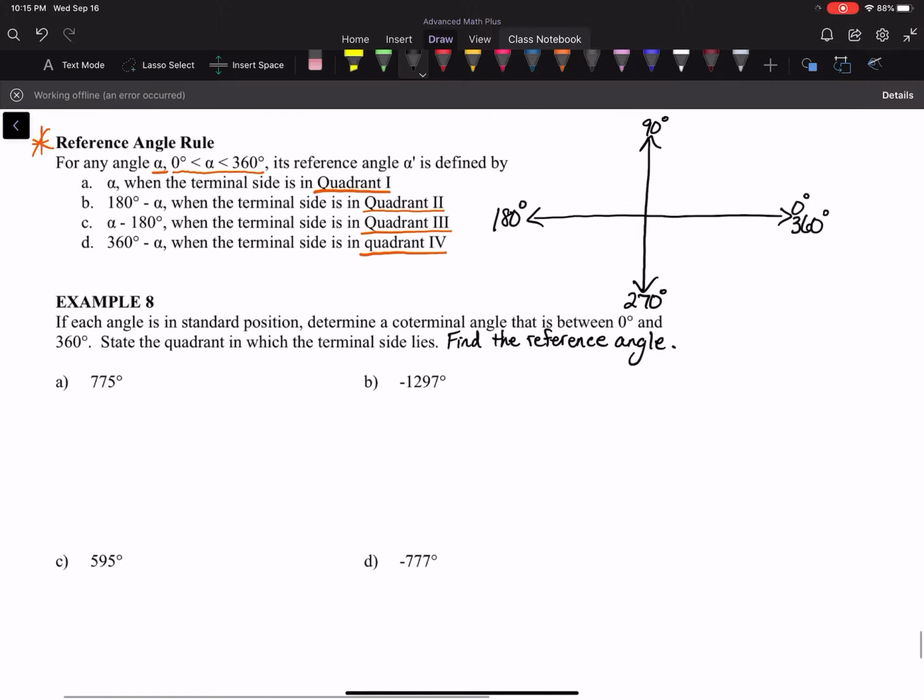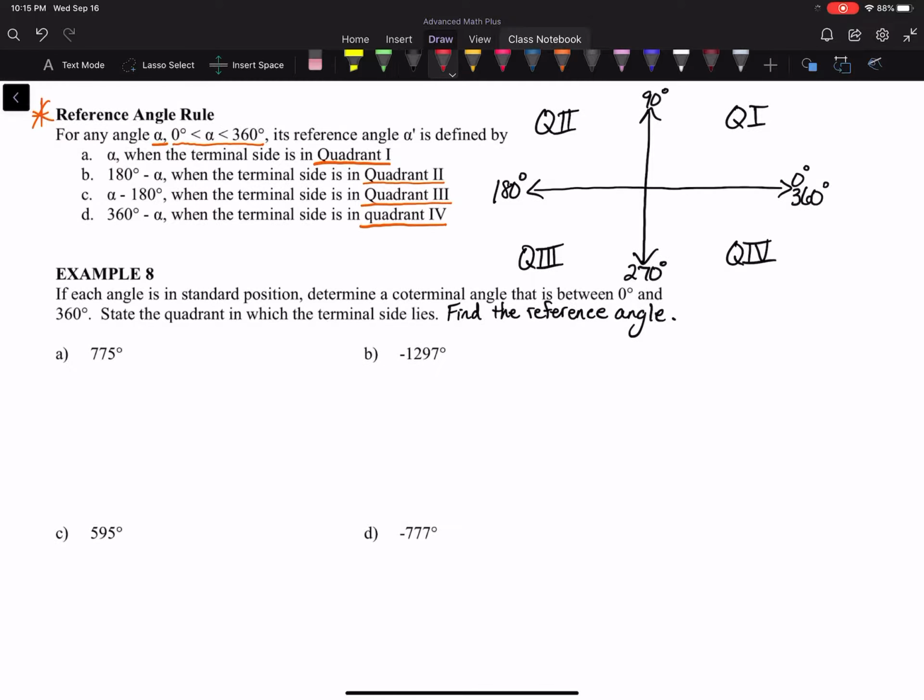Okay, so this is quadrant 1, top left. Quadrant 2 is in the top right. Quadrant 1 is the top right. Quadrant 2 is the top left. Quadrant 3 is the bottom left, and quadrant 4 is the bottom right.